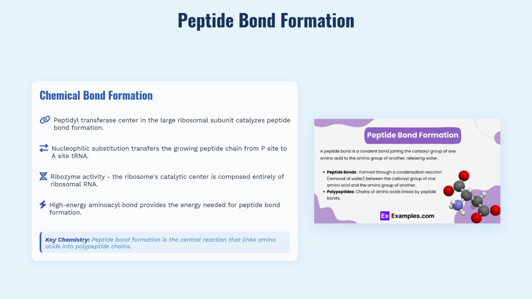This nucleophilic substitution reaction forms a new peptide bond while releasing the tRNA in the P site. The reaction is energetically favorable due to the high-energy amino acid bond that was formed during tRNA charging. The ribosome provides the proper orientation and environment for this reaction to occur efficiently and accurately. Understanding peptide bond formation helps explain how the genetic code is translated into the specific sequence of amino acids that determine protein structure and function.